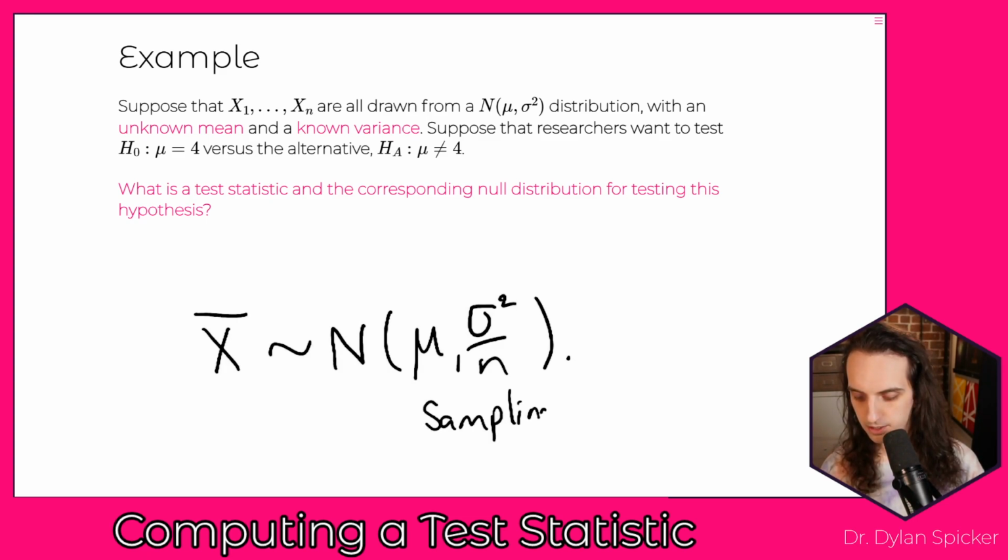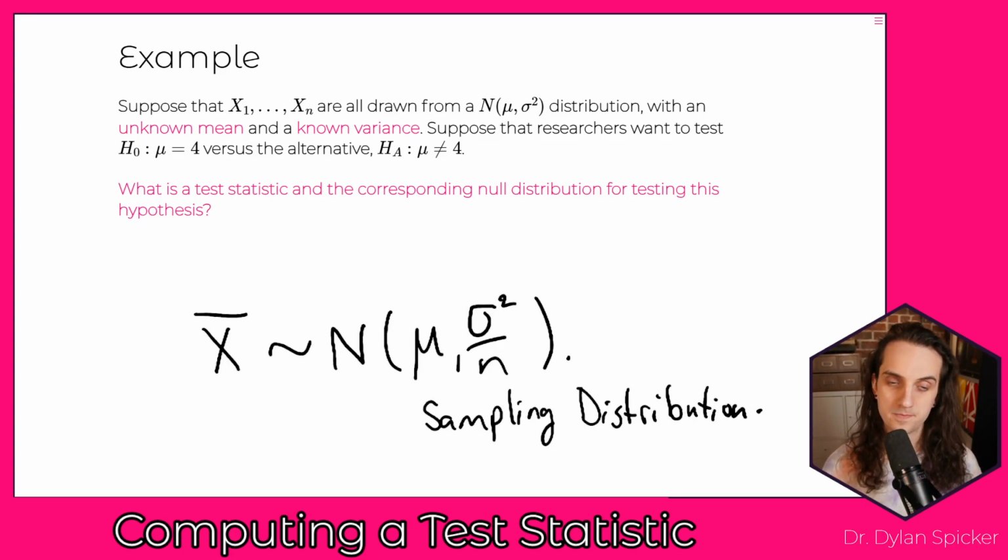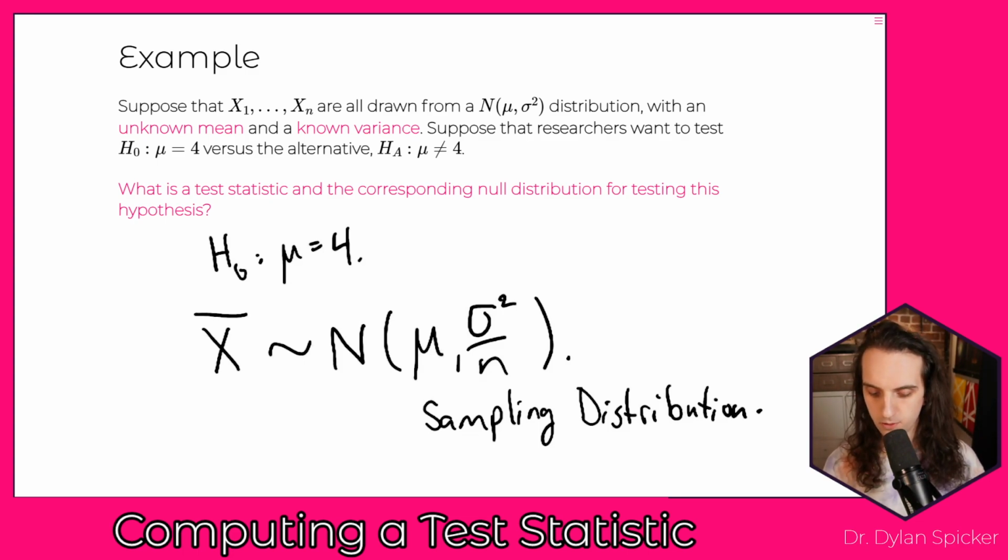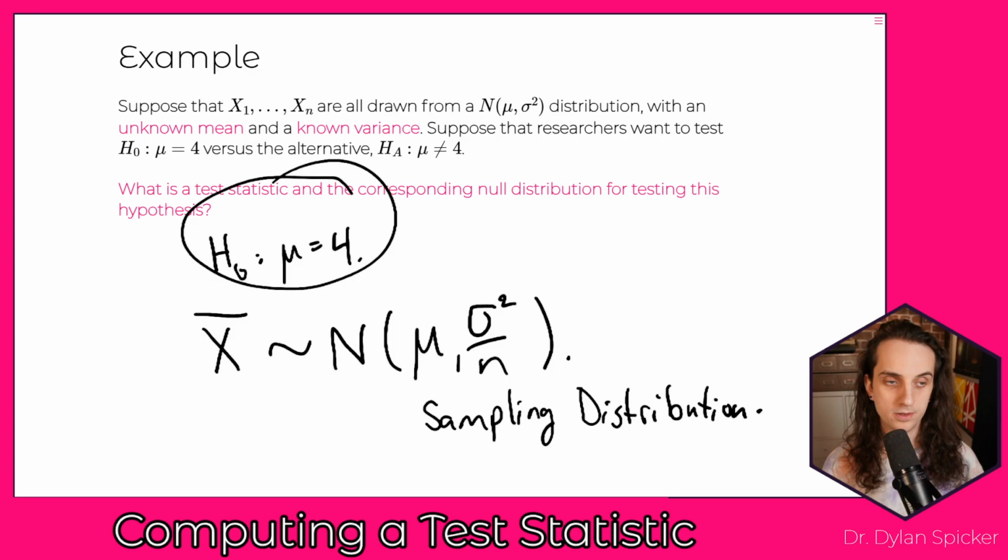Okay, and so we are almost there, actually. This is a statistic with a known sampling distribution, but we're not quite there, because we need to specify what the distribution of this specific statistic is if the null hypothesis is true. And remember that the null hypothesis, H0, is that mu is equal to 4. So if we assume that this is true, then we can think about what this distribution is.